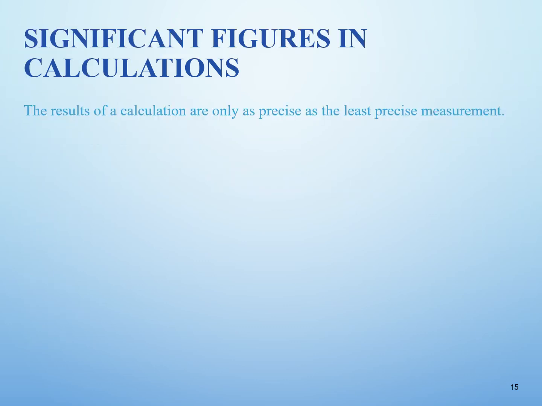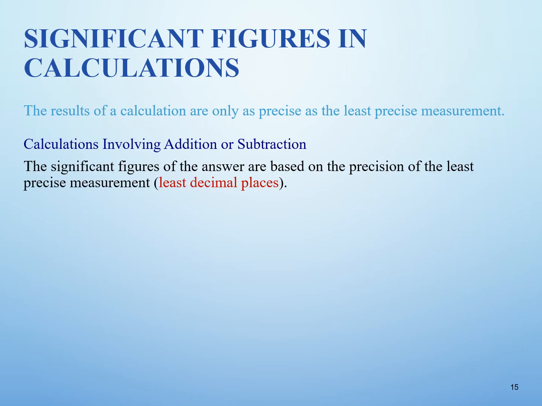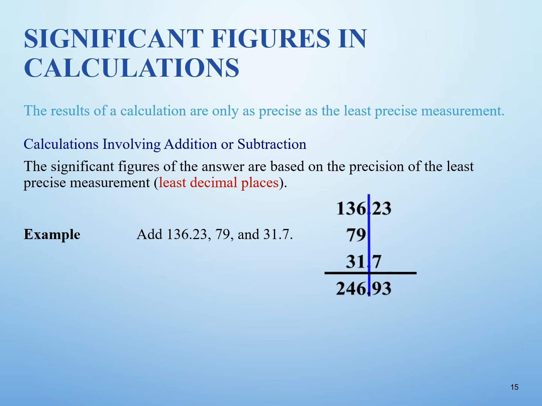All right, so I mentioned this earlier, we were talking about addition and subtraction. We keep the smallest decimal places, okay? So if I am adding 136.23 and 79 and 31.7, we look and see who has the smallest decimal place. In this case, it's 79, it has nothing. So we keep no decimal place, so we would keep just 246, and since the next digit is 93, we will round up to 247.